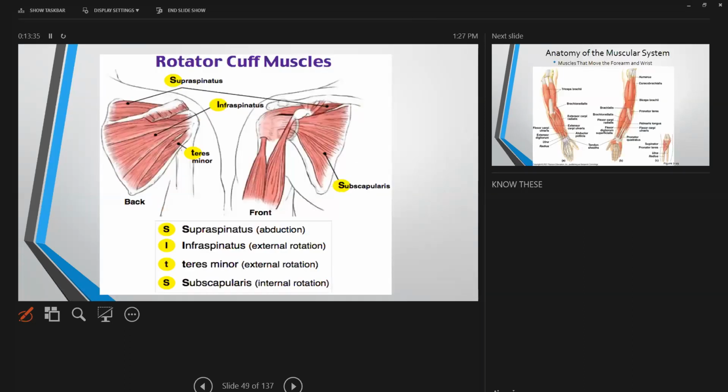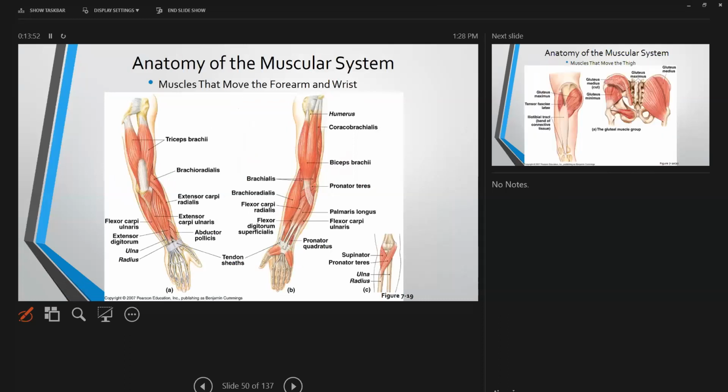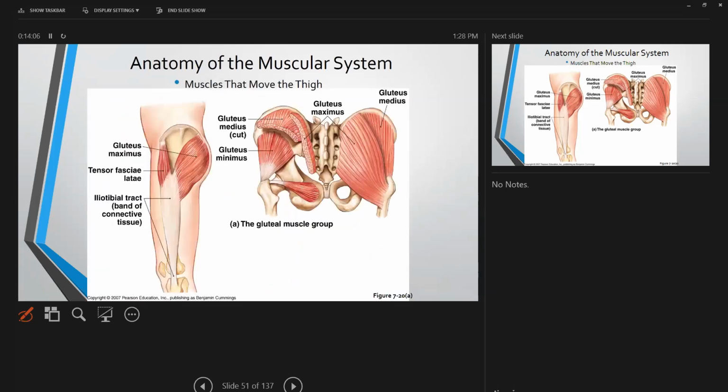Rotator cuff musculature is something that you need to be very familiar with. These are the SITS muscles, so the supraspinatus, infraspinatus, teres minor, and subscapularis. This is really good pimp fodder, as well as the upper extremity, which we will cover a lot of these more in depth when we get into the particular sections of musculoskeletal. But I think this is a good overview of where to start.